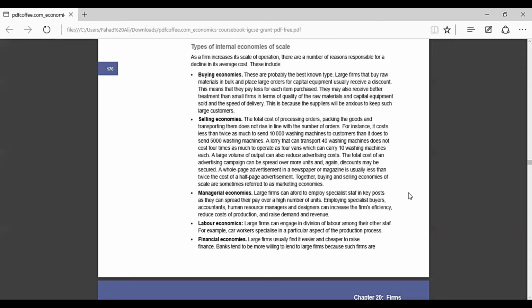Yes, sir. Okay. So the second one is selling economies. This is done by a lot of businesses, even in Pakistan and everywhere I've observed this. Selling economies means your transportation cost, which is the major cost, is saved.